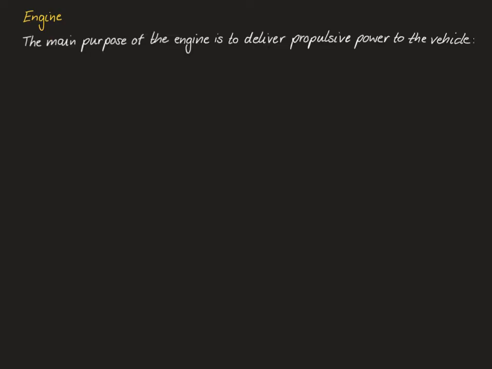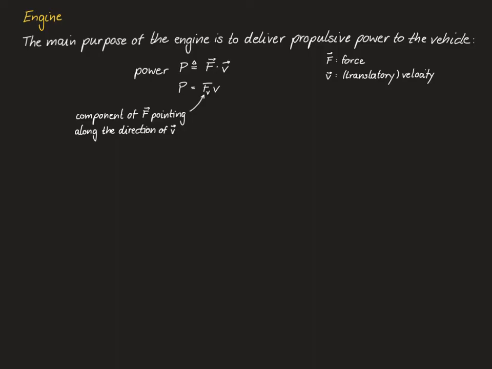The main purpose of the engine is, of course, to deliver power to the vehicle. As you certainly know from your basic mechanics class, power is defined as the inner product of a force with the velocity vector, or in other words, the component of the force that points in the direction of the velocity times the velocity. Given this formula for the translatory motion, there is of course an equivalent for the power in case of a rotatory motion.